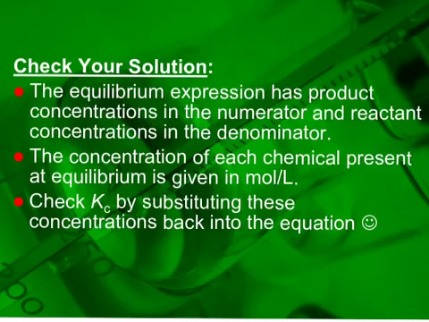And as a final step, we can double check our work. We see that products are in the numerator in our equilibrium expression, and the reactants are in the denominator. The concentration is in moles per liter, and lastly, we could substitute those concentration values into our equilibrium expression, and we should get our equilibrium constant, Kc.